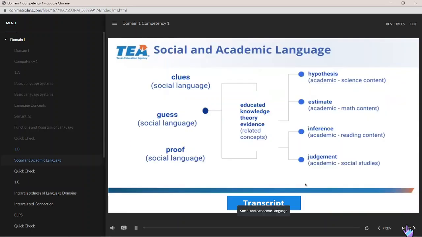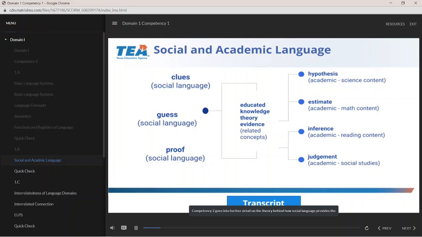Social and academic language. Notice in this concept map example, understanding the concept of a guess, clues, and proof, which are words students may develop as social language, will be the background needed for understanding words like hypothesis, estimate, inference, and judgment in academic content.